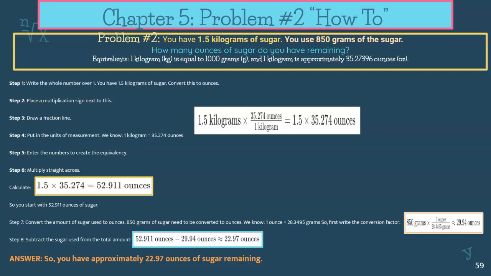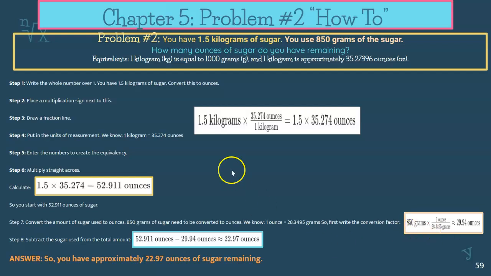So the first thing you're going to do is write the whole number, which is 1.5 kilograms, because that's what we have of sugar. And we're going to convert this total amount of sugar we have to ounces. So the first thing we're going to do is see how much total sugar in ounces we have. That's what we're going to start off by doing.